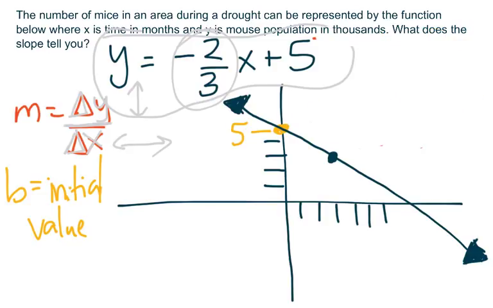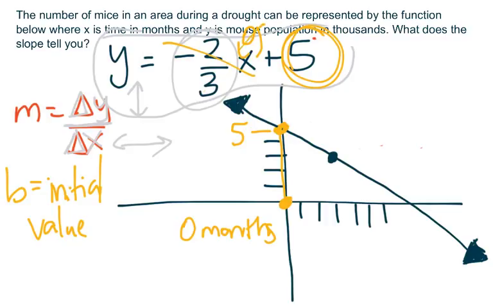What about the b value, the initial value of this function? 5 is the initial value, and that is basically saying when x equals 0, and since x is months in this case, when 0 months have gone by, what is the population of mice? The population of mice will be 5, because if you plug 0 into this formula, it cancels out the negative 2/3 x, and you're left with y equals 5.